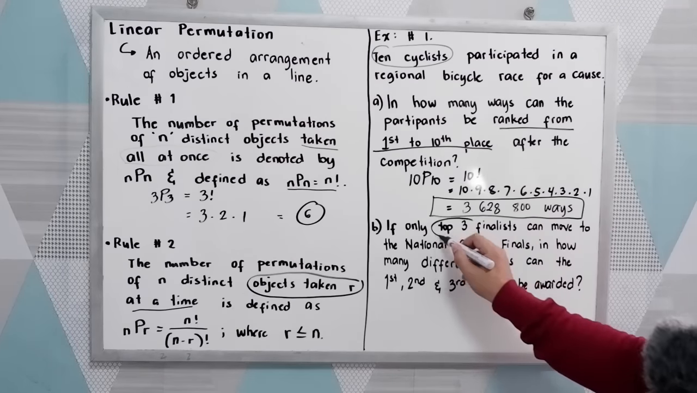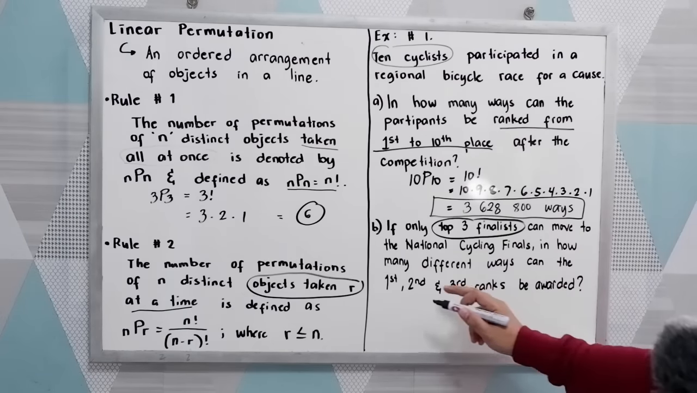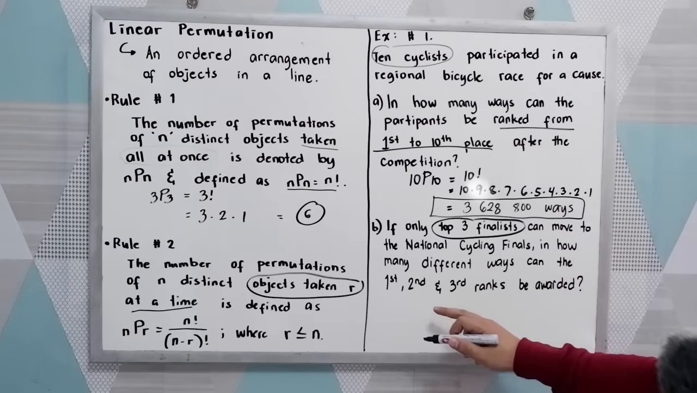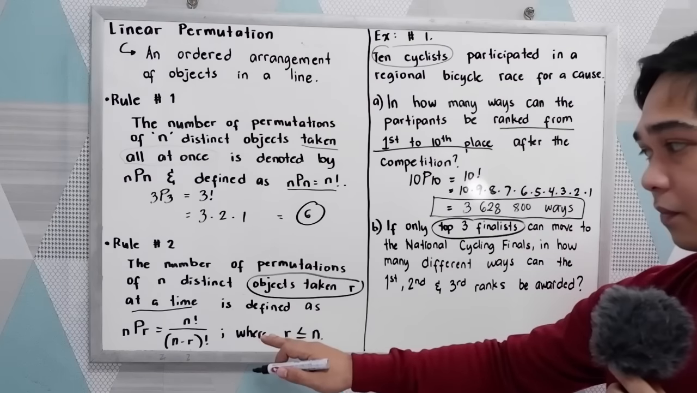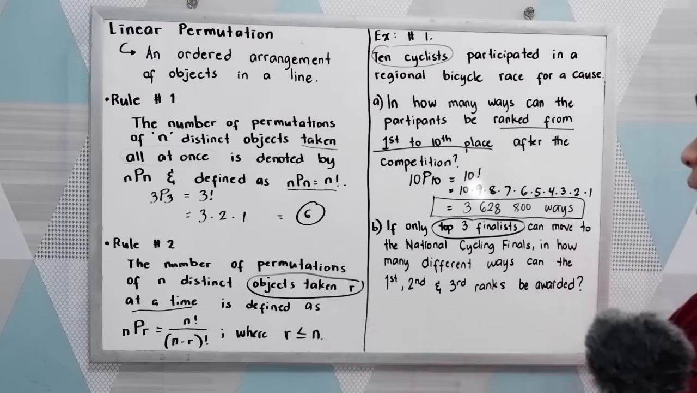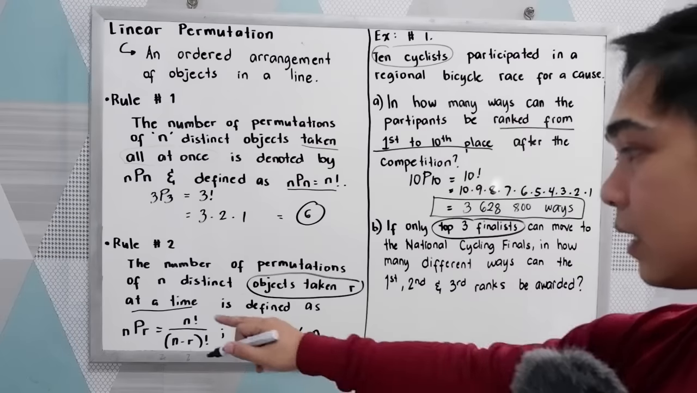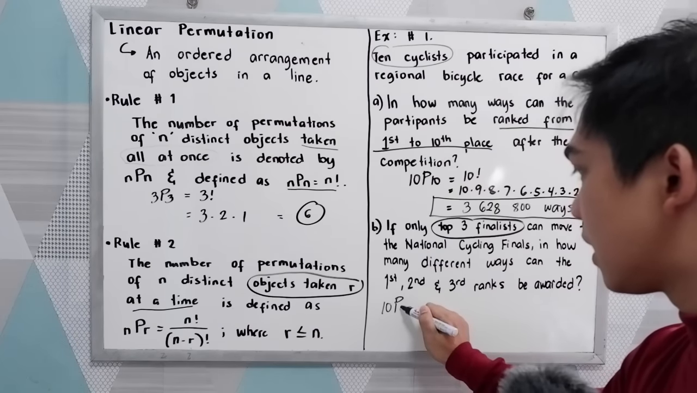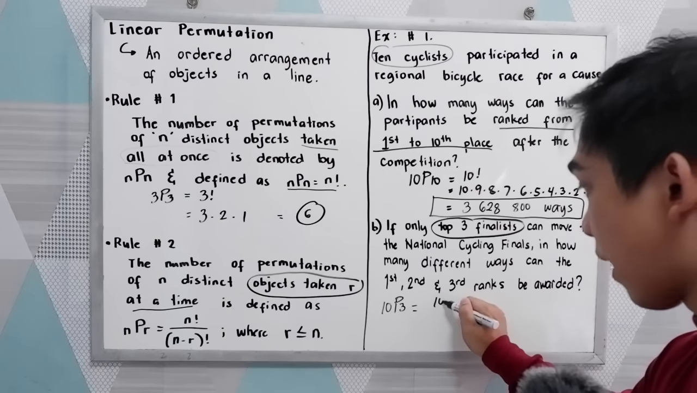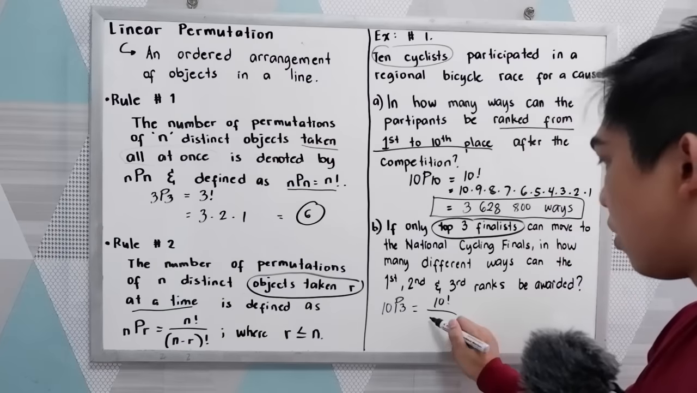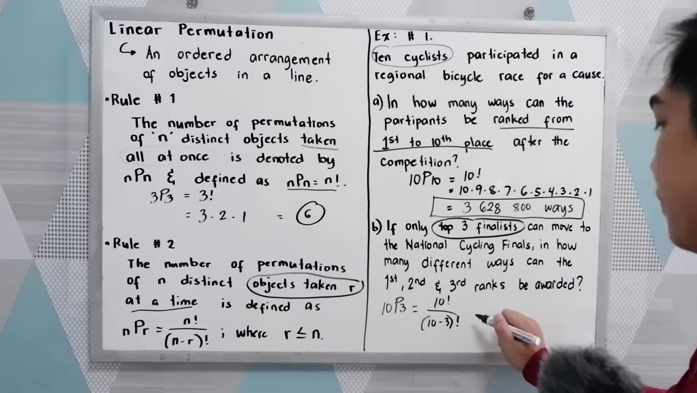Next, letter B. If only the top 3 finalists can move to the national cycling finals, in how many different ways can the first, second, and third places be awarded? So in this case, we're going to use our second rule, because we have r taken at a time. We need to get 3 out of 10. So we will be needing 10Pr, where our r is 3. So that is n factorial, 10 factorial, all over 10 minus 3 factorial.